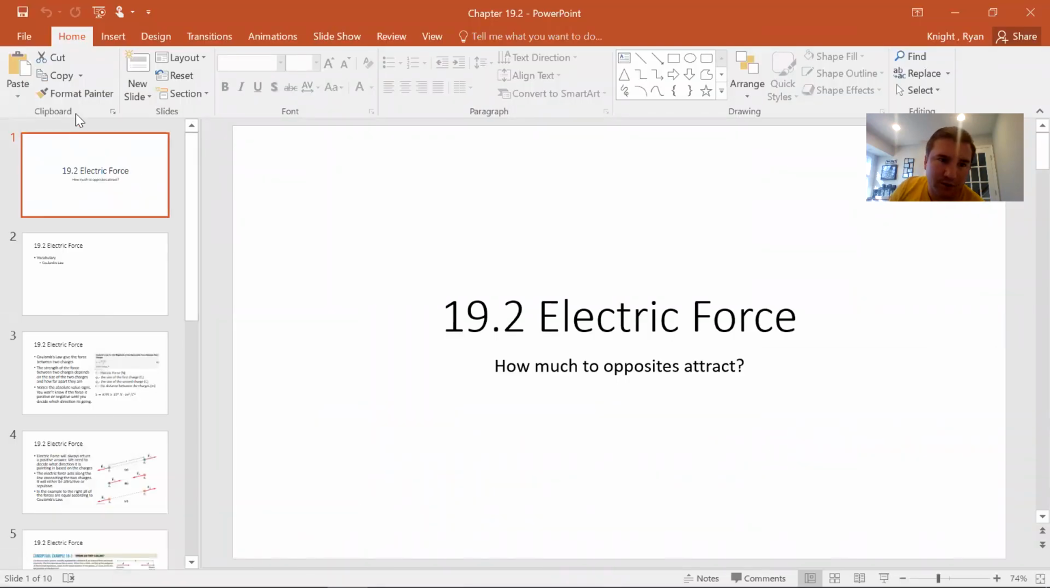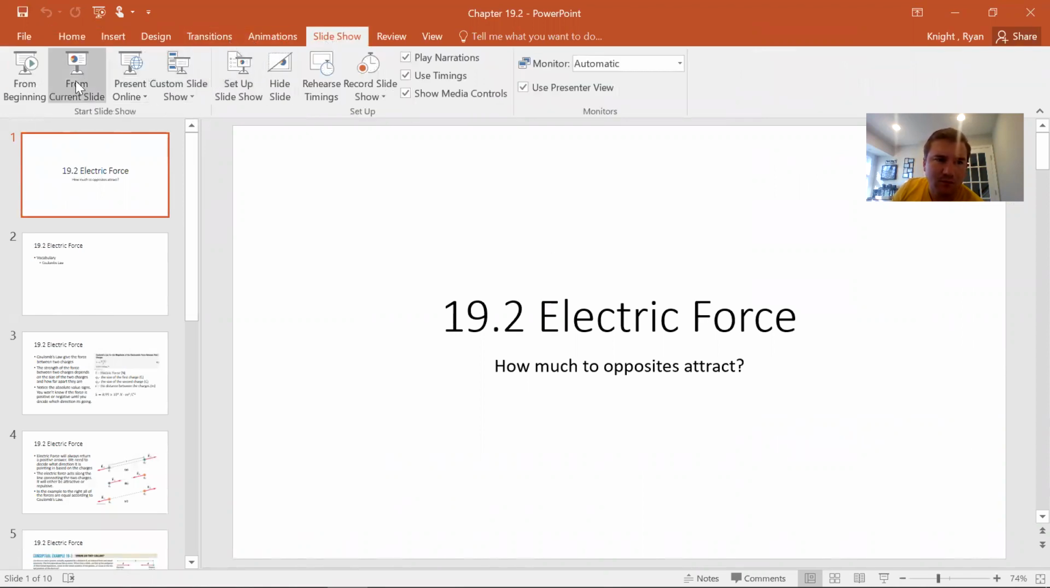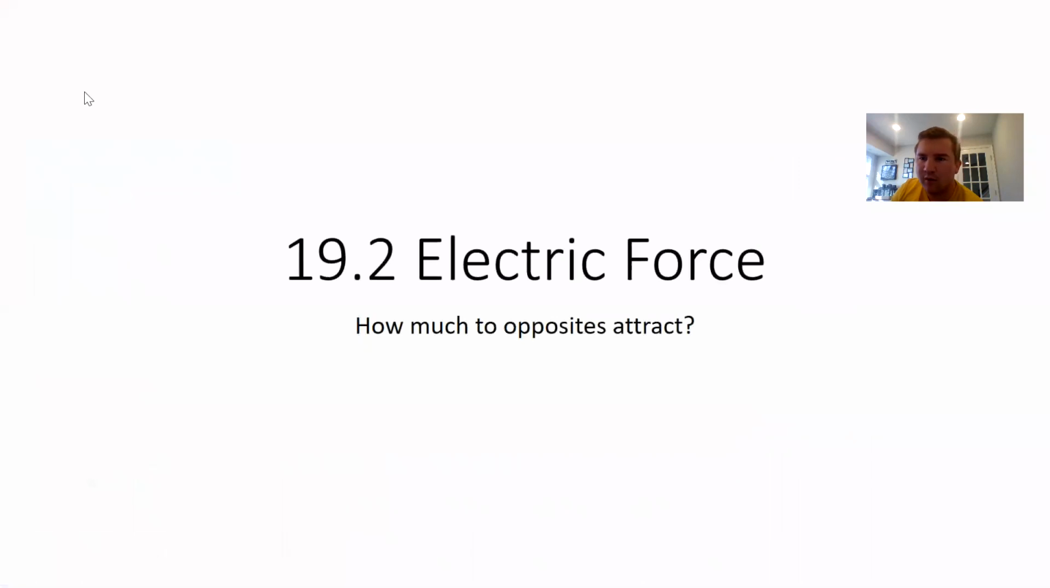19.2 is electric force. We're trying to look at how much opposites attract, how much like particles repel, what is the value of that repulsion or attraction, and how do we figure it out? Because we can figure it out, but how do we figure out what that number is or how big that force is?